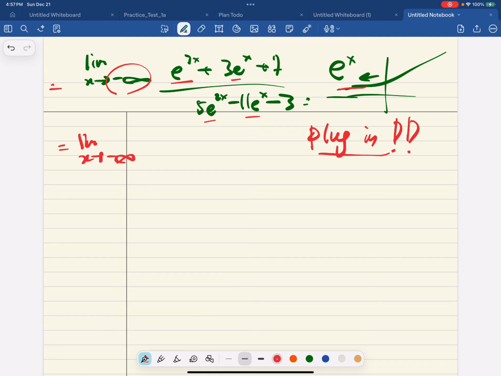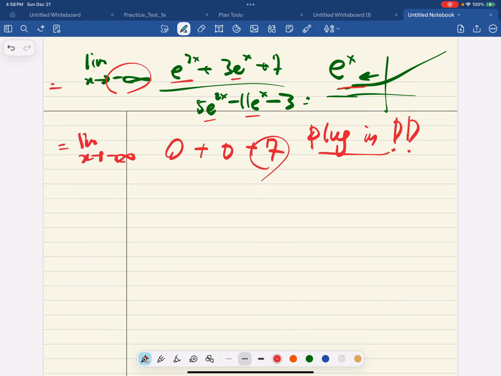Plugging in, e to the 3x is e to the negative infinity, which is 0. Plus this one, also 0. Plus what happened was a 7. There's no e to the x there, so the 7 stays. 7 remains. 5 e to the 2x, x is negative infinity, e to the negative infinity is 0. Well, minus 0 again. And minus 3 stays, but it's a minus 3, careful.